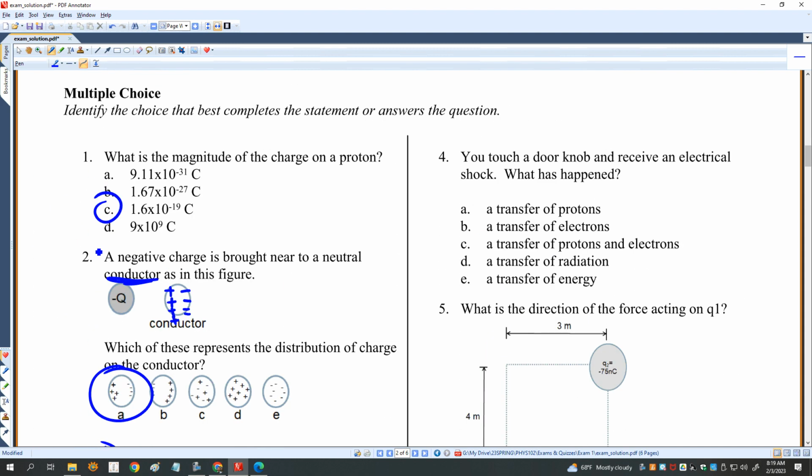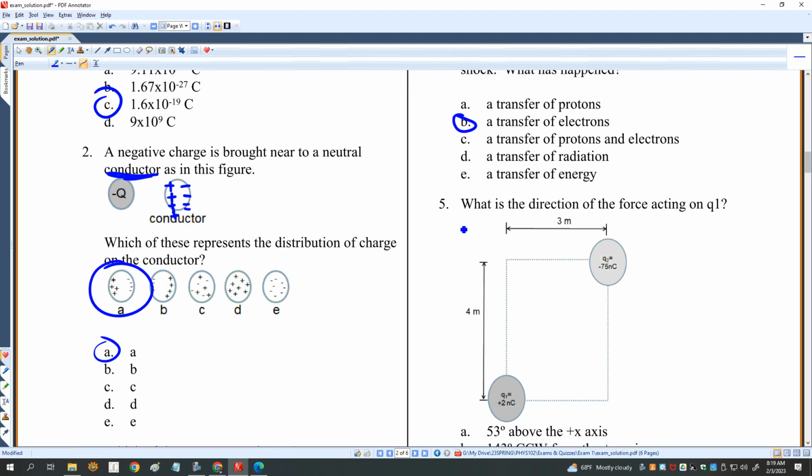If you touch a doorknob and receive an electrical shock, what has happened? You've had a transfer of electrons. See, I'm going to take out E. E is sort of correct, so number 4, I'll take out E.